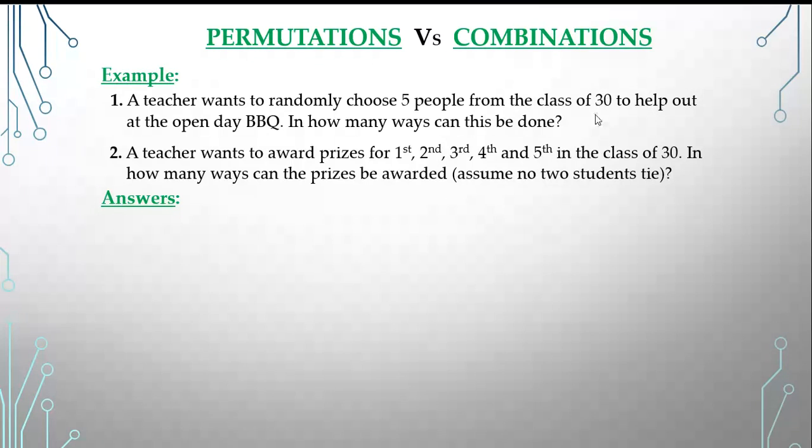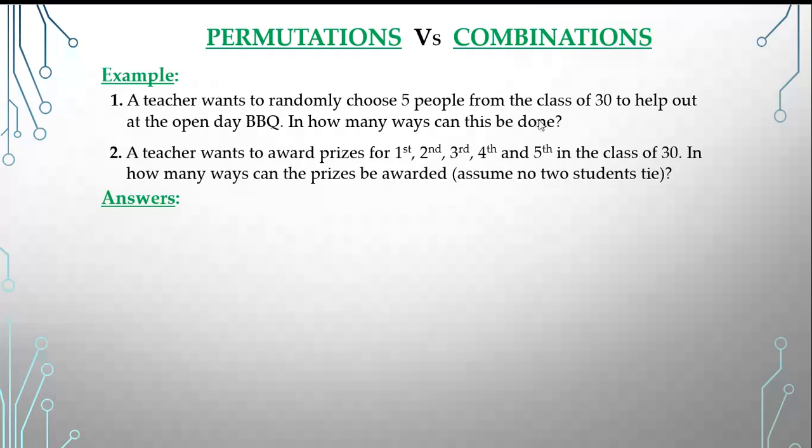He says that out of 30 students, the teacher chooses 5 people randomly. They may be anyone. It is not specifically given which 5 people the teacher wants to choose, first, second, or by name like Aman, Rohit. So any 5 people can be chosen out of 30.